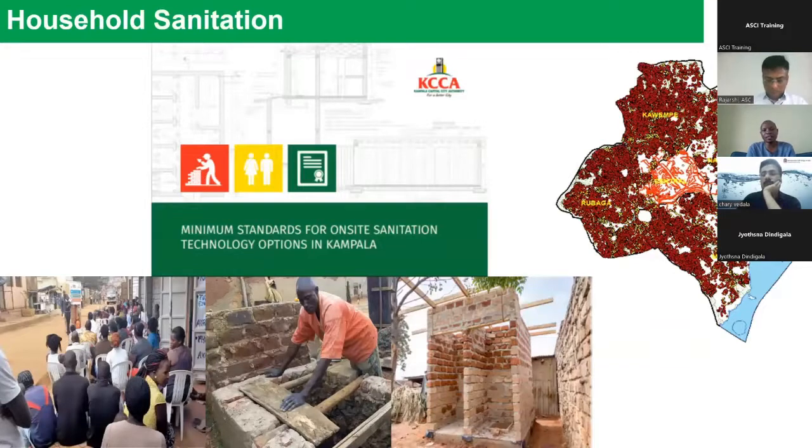This is again an example of engaging communities and demand creation, following the minimum standards, demonstrating, and creating incentives for households in low-income areas to have these standards. It's one thing to develop a standard, but demonstrating and showcasing it is important practically. What does it look like to implement the minimum standards? That's what we deliberately did. Next.